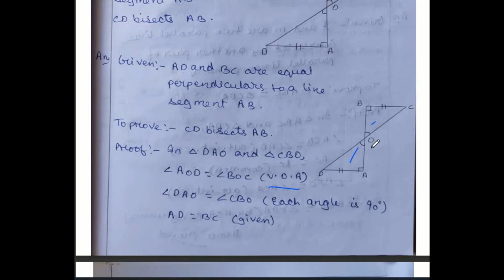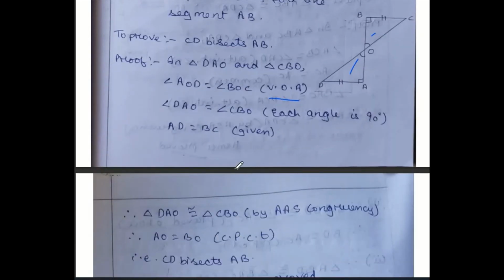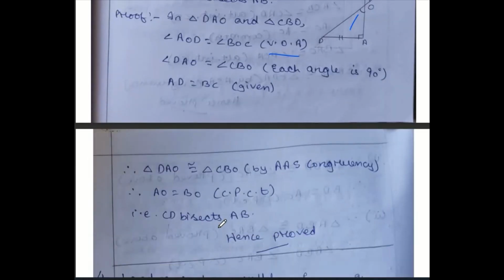If both are congruent, then by CPCT we can make these two equal. Therefore triangle DAO is congruent to triangle CBO by angle, angle, side congruency. Since I have utilized angle, angle, side, that's why I have written it like that. Now both the triangles are congruent, so I can write AO belongs to this triangle, BO belongs to that triangle. AO and BO both are equal, CPCT. That is, CD bisects AB. Hence proved. Since both the parts are equal, definitely CD will bisect AB only. So hence proved. With this, I will conclude today. Bye.